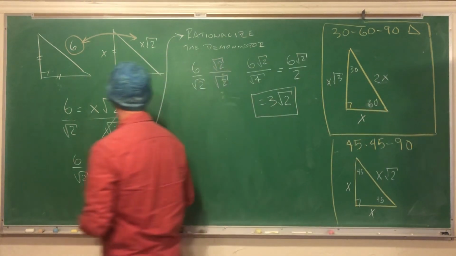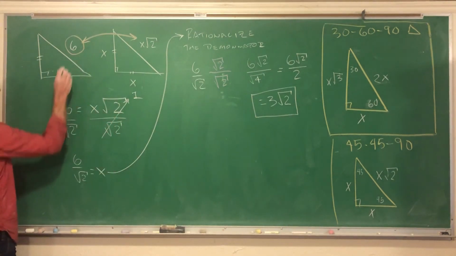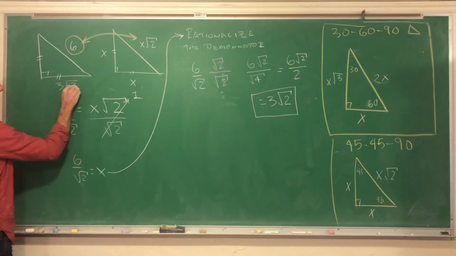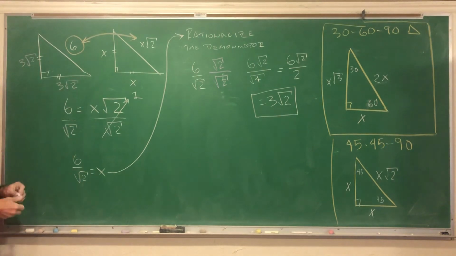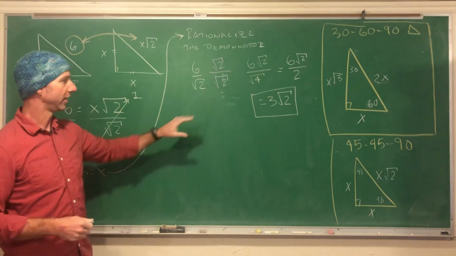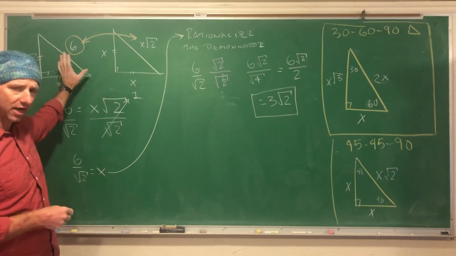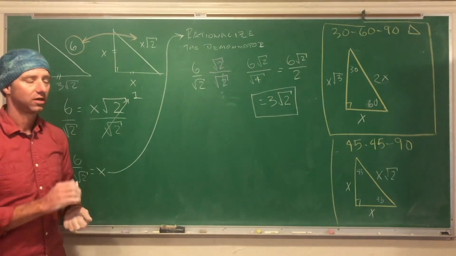So I come back over here, that's 6, 3 root 2, 3 root 2. You are welcome to go ahead and square that and add them up, go through the Pythagorean theorem, and see if it equals 6. I assure you it does.